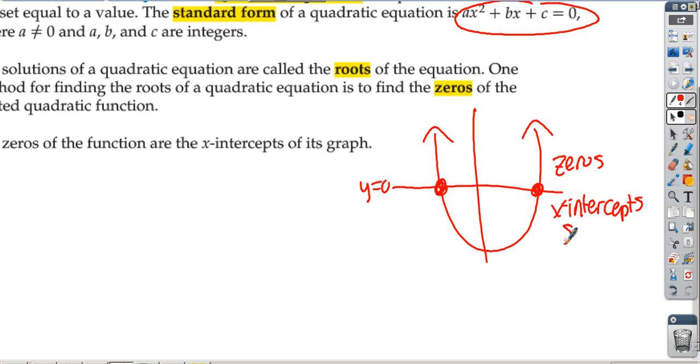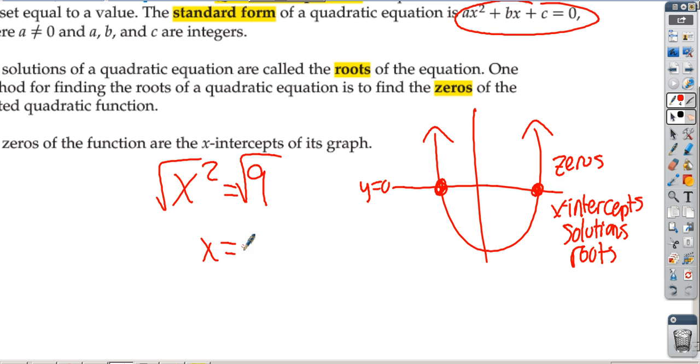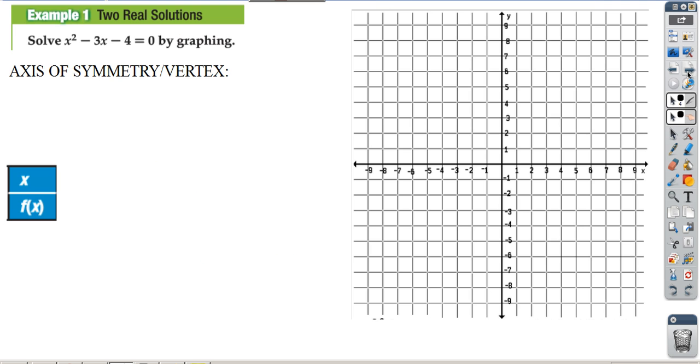They're also called solutions because they solve the equation and they make it equal to 0. And they're also called roots. And the reason they're called roots is because if you're solving a quadratic equation like this, for example, you would solve it by taking the square root. So you have positive or negative 3. Those are the 2 things that equal that. So those are 4 different words for the same thing. Zeros, solutions, roots, and x-intercepts all mean the same thing.